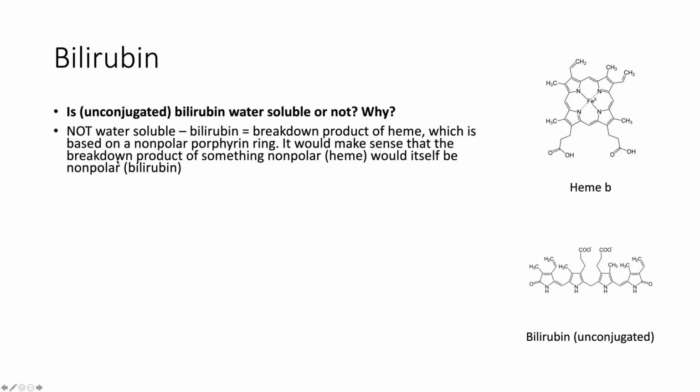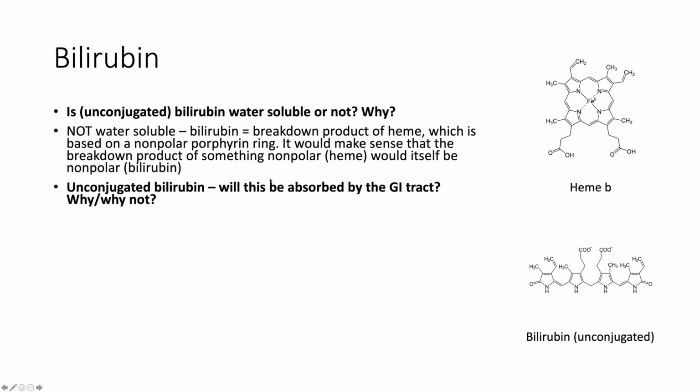Okay. So we are on, I think, Suja. Suja, is unconjugated bilirubin water soluble or not, and why? It is not because it's non-polar. Yeah, it's super nonpolar, right? So again, it makes sense. Heme is nonpolar, bilirubin's nonpolar. So it makes sense that they would both be poorly water soluble.